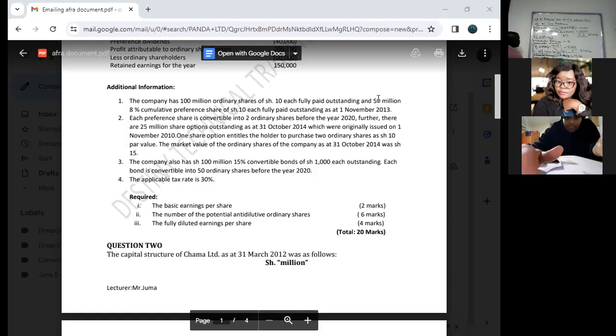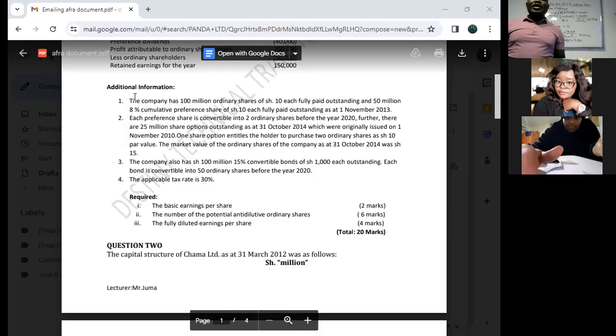Incremental shares. What was the policy for the incremental shares? In the same note, they said each bond is convertible into 50 ordinary shares. So you get 50 ordinary for every one bond. Then how many bonds do we have?